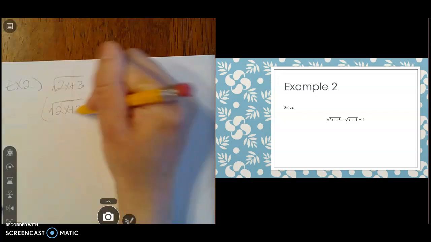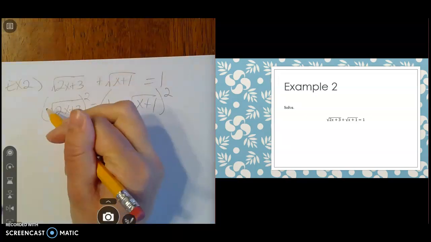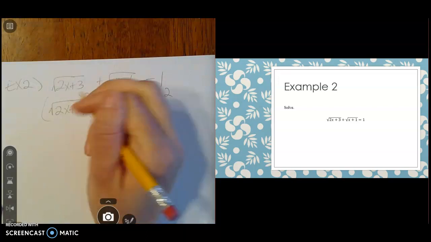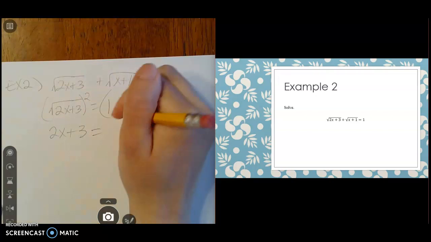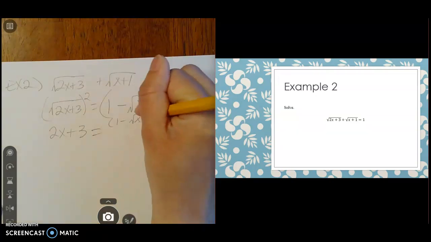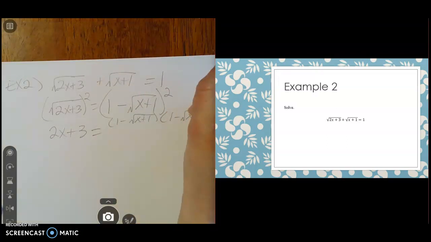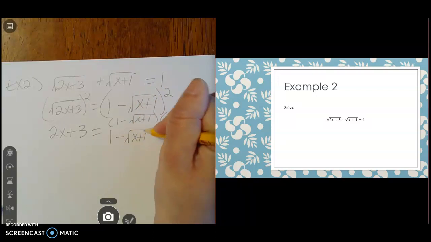So I'm getting one of them by itself. To undo the square root, I'm going to square both sides. The squaring and the square rooting are opposite operations. They're going to undo each other. On the other side, keep in mind this is 1 minus the square root of x plus 1 times 1 minus the square root of x plus 1. Okay? We've got to distribute. 1 times 1 is 1. 1 times the negative square root of x plus 1 is negative square root of x plus 1.